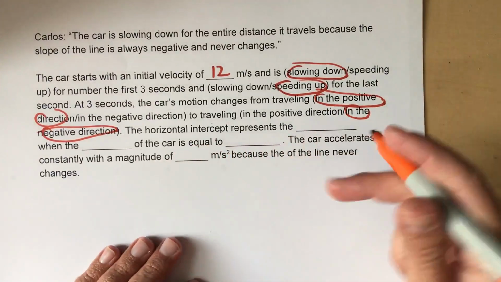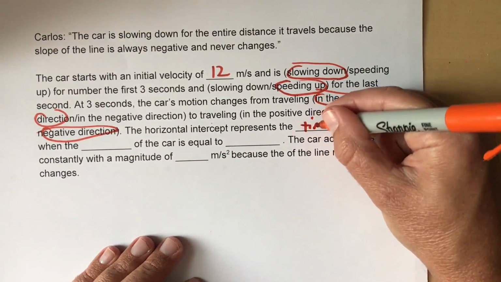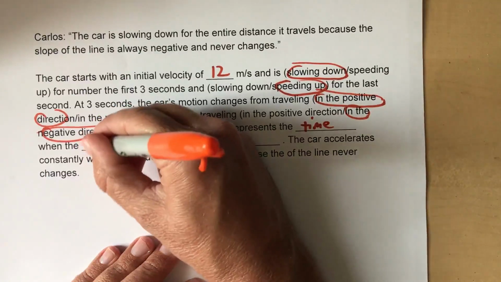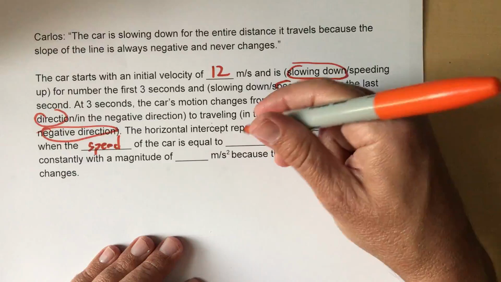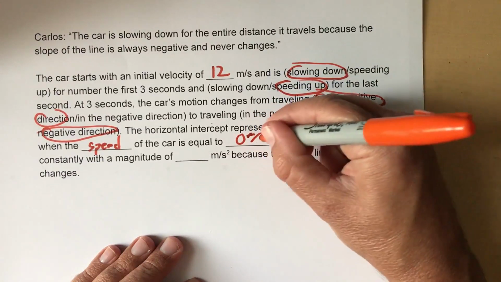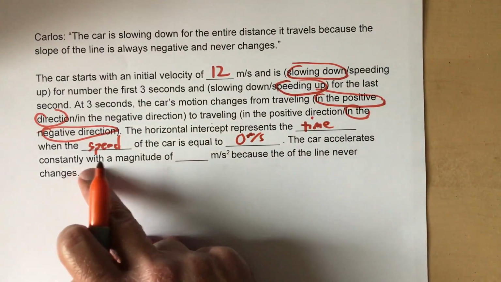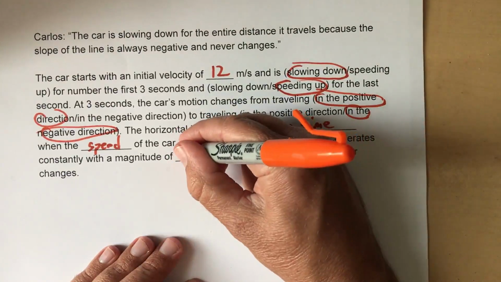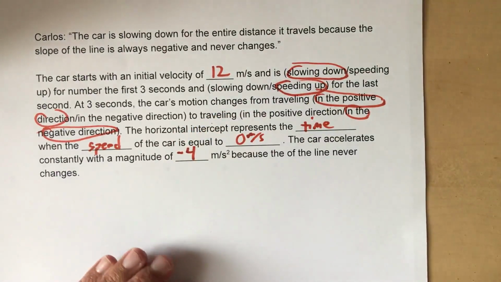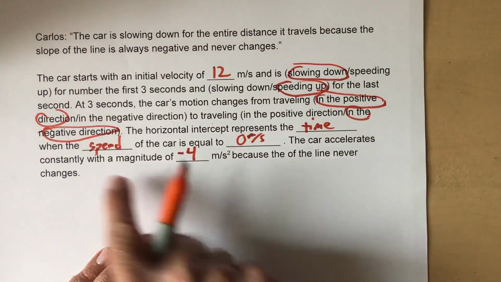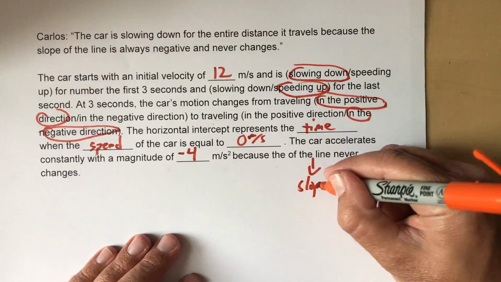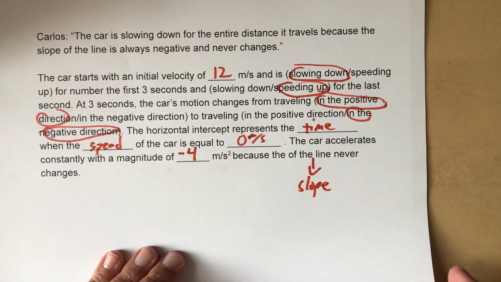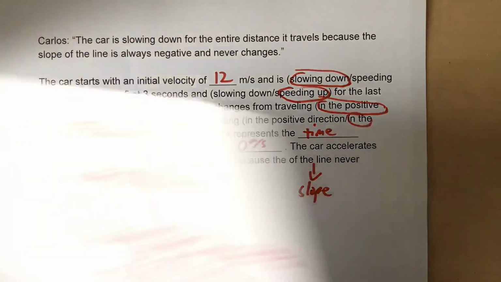So the horizontal intercept represents the time when the speed, or velocity you could write, would be a bit more accurate actually, of the car is equal to 0 meters per second. The car accelerates constantly with, we already figured this out, a magnitude of -4 meters per second squared. And I actually forgot to add a line here, and that's because right here we should say the slope of the line never changes there. It is a constant slope, so it's a constant acceleration.